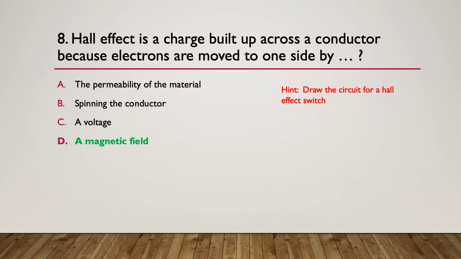So the answer is a magnetic field. So we can detect that the electrons have all been moved to one side of a semiconductor in actual fact, and it uses a magnetic field effect.